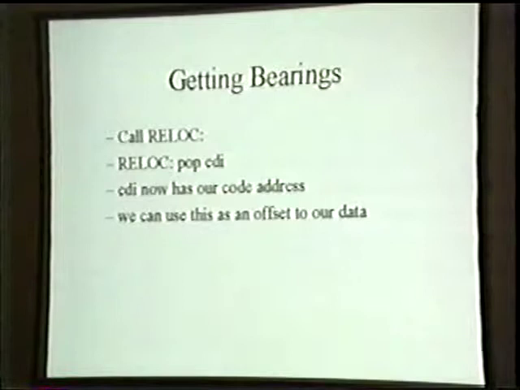And this is a good time to bring this up. This particular trick would not work, because call reloc, with reloc being right beneath it like this, with pop EDI, would translate to something like E8 00 00 00 00. There's four null characters in that. We can't have that. Does anybody know how you might change this call?